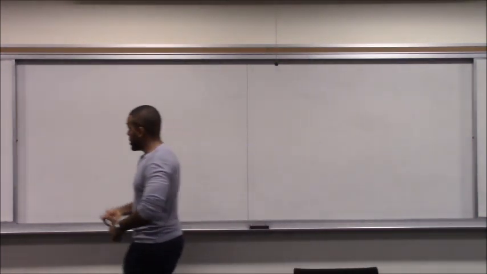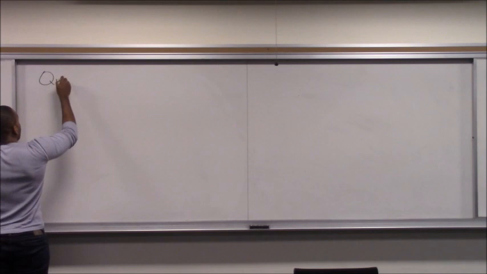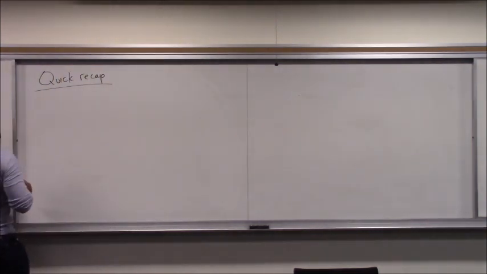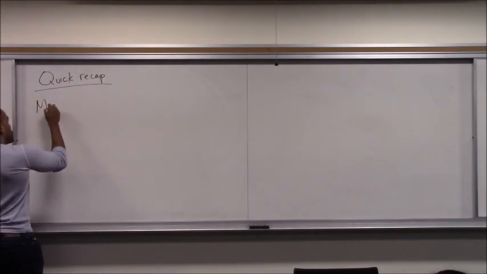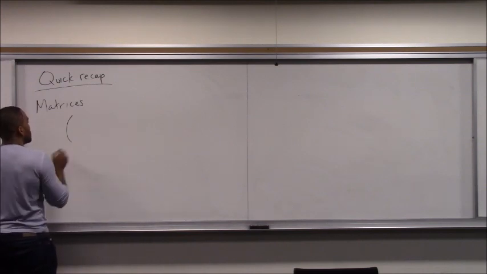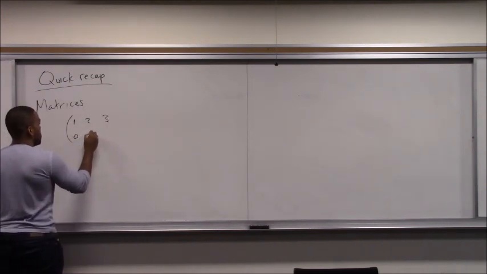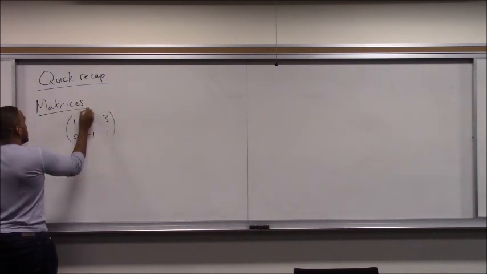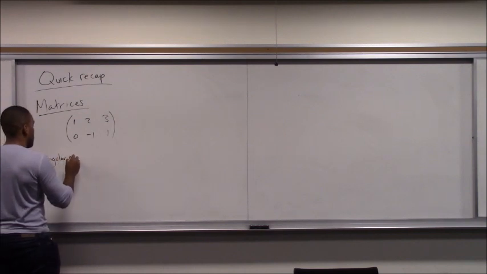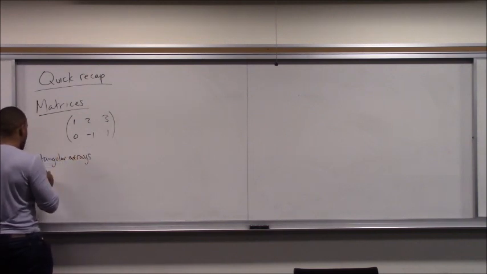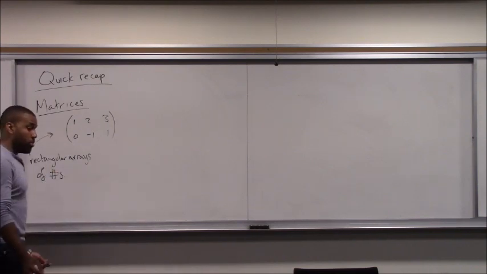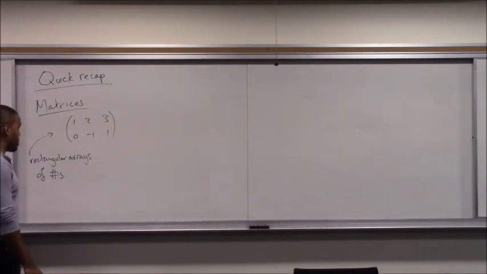Okay, since it's been forever, let's do a quick recap before we jump back into it. So, we've been talking for a while about things called matrices, which is the plural of matrix. These are just rectangular arrays of numbers. 1, 2, 3, 0, minus 1, 1. Rectangular arrays of numbers. Not a very comprehensive definition, but good enough for our purposes.